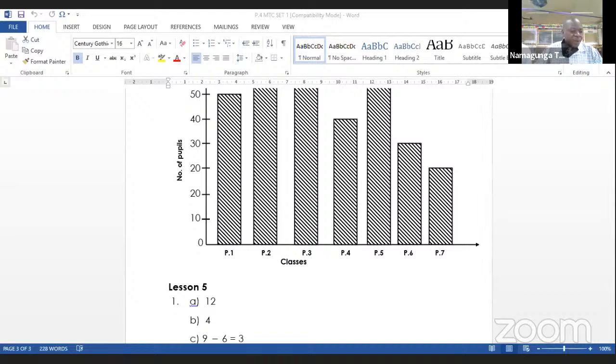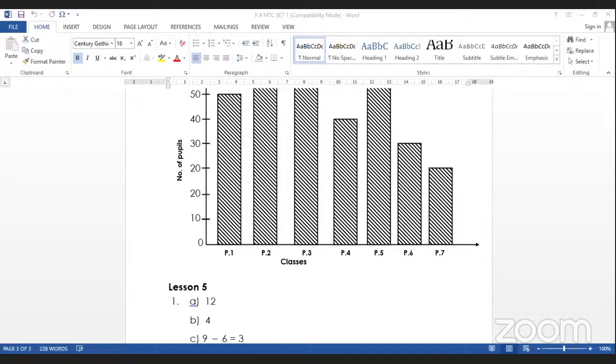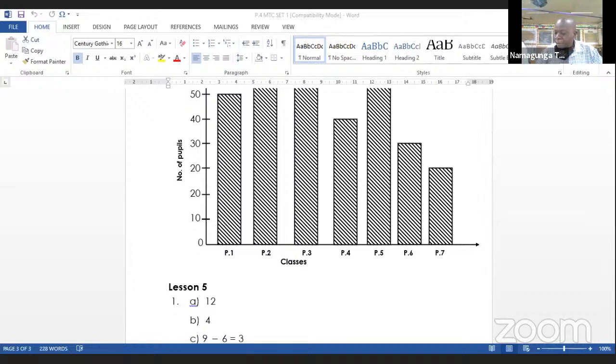What is the number of donkeys on the farm? Natalie? Natalie is not there. Let me pick Veronica. Veronica? 4. Okay, there are 4. That's correct.